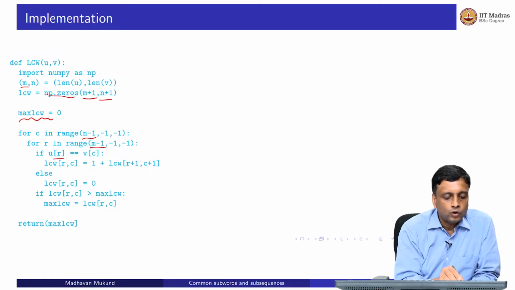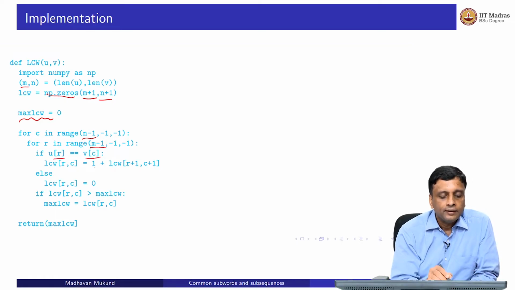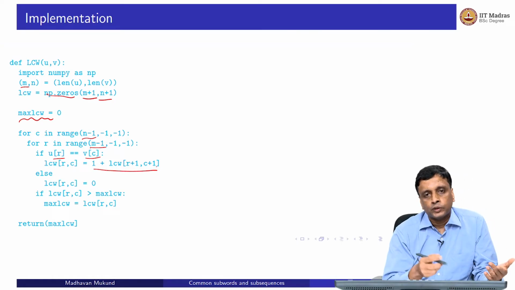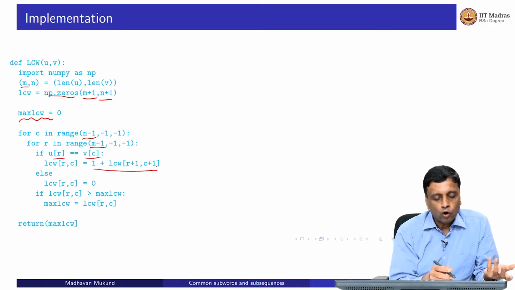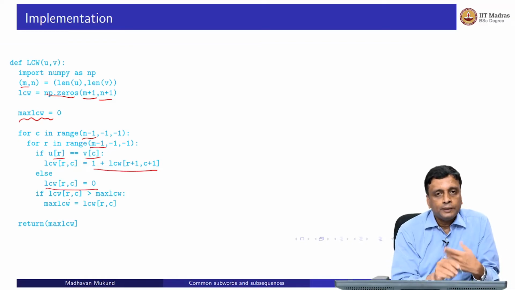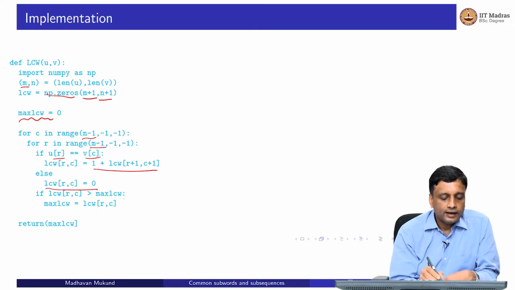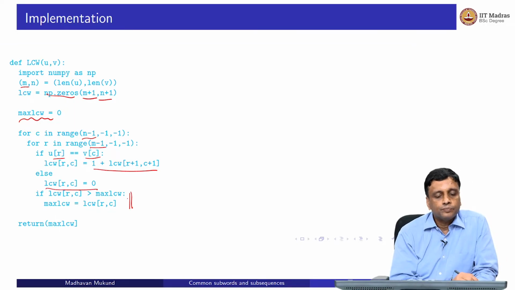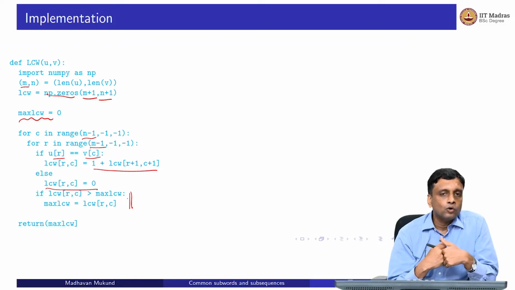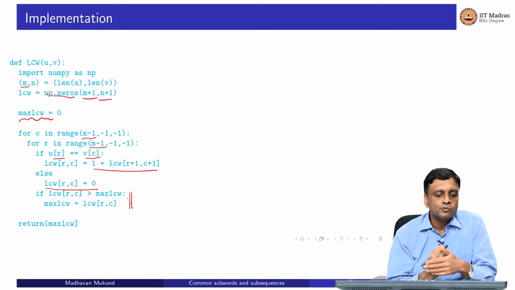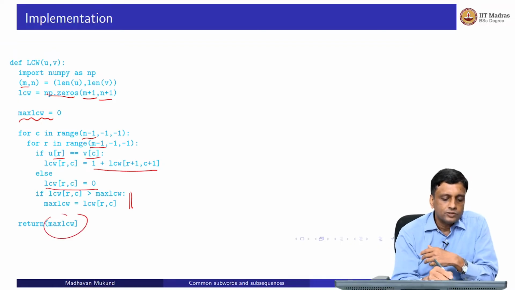If at the row and column the values are the same, then I add 1 to the value at the next row and the next column, the diagonal element. If they are not the same, I set it to 0, and depending on whatever I have calculated, I will update the max LCW. So, if the current LCW of this row column turns out to be more than the maximum I have seen so far, I update it, and finally I return the maximum. So, this is very straightforward.